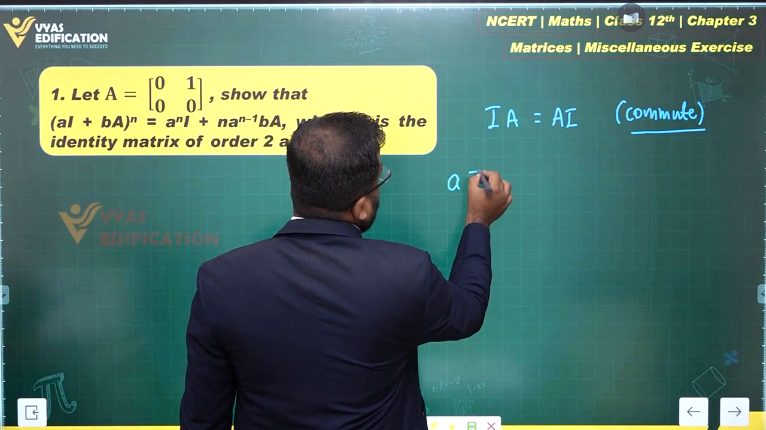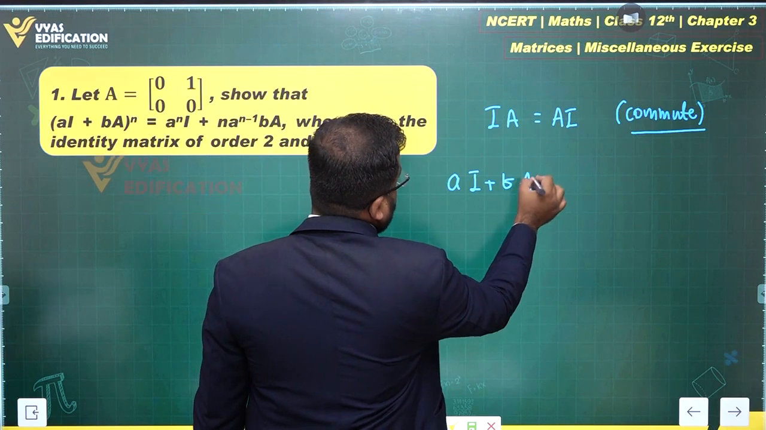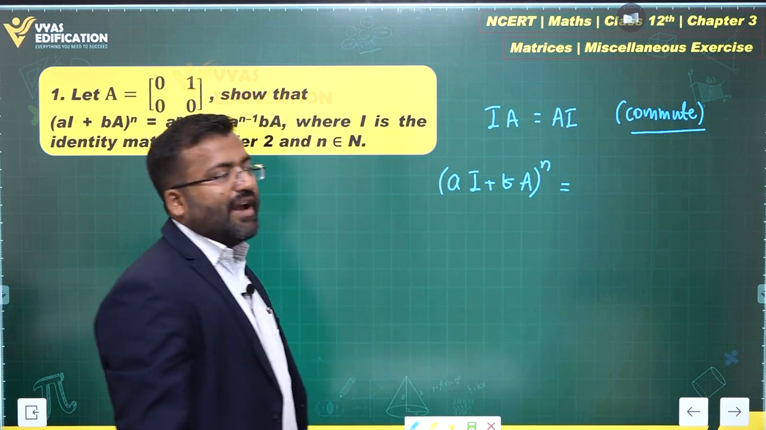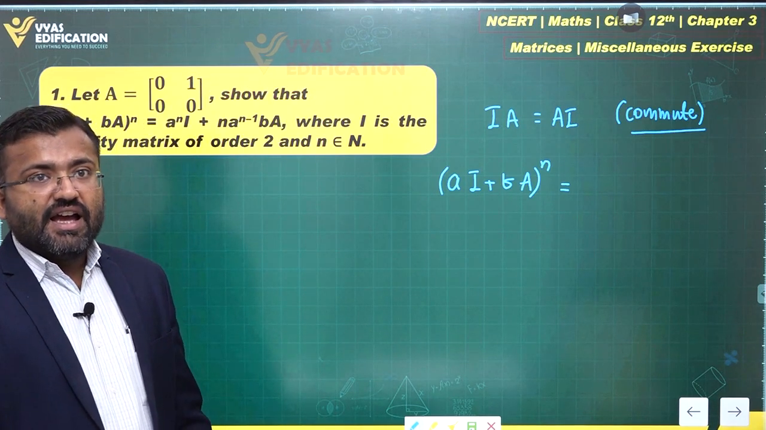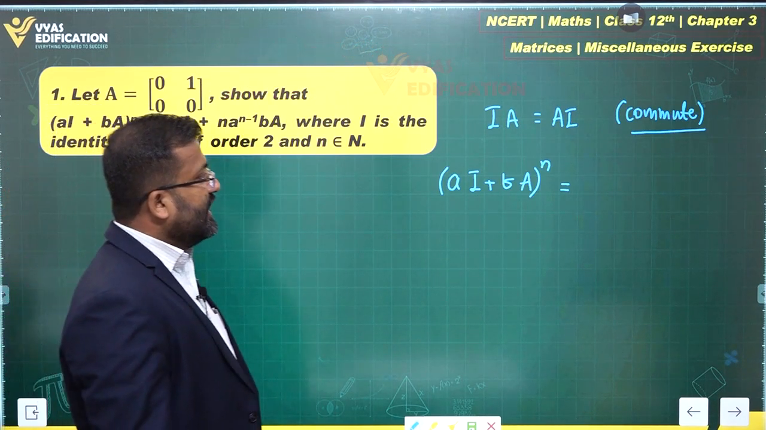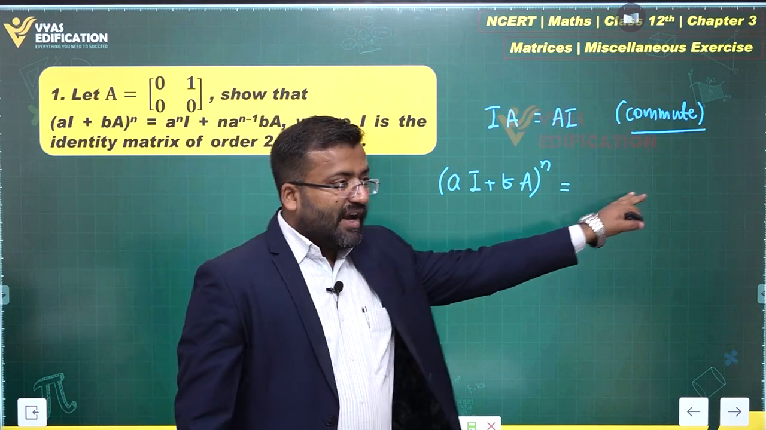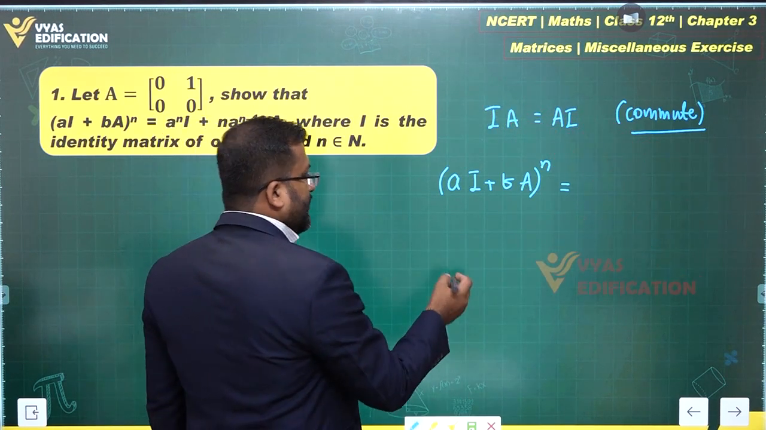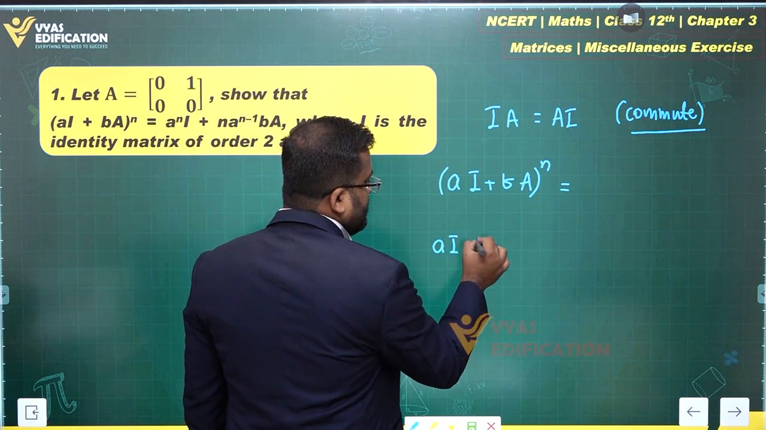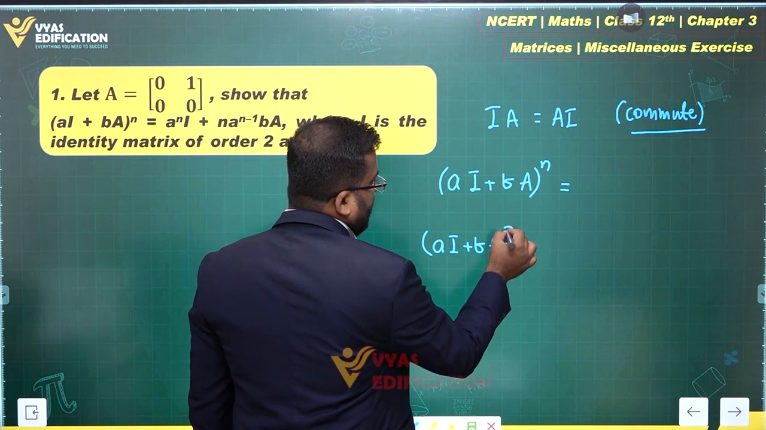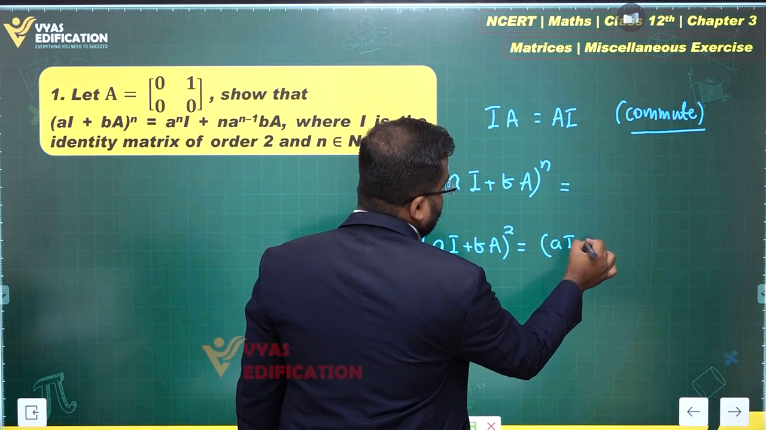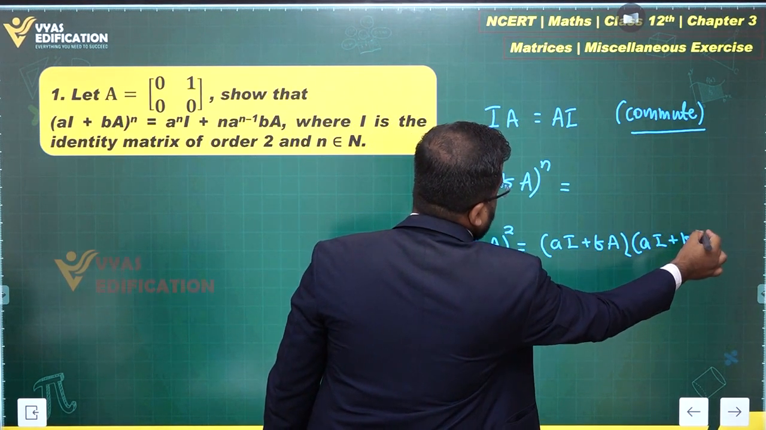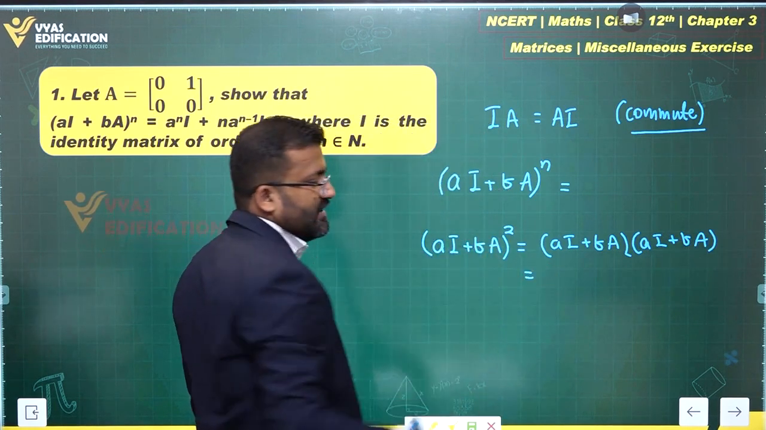Since they follow the commutative law in case of product, we can have a very interesting thing over here. (aI + bA) to the power n can be simplified as a binomial expansion. What do I mean by that? What I'm talking about is this can be expanded very easily. For example, had I had (aI + bA) whole square, this could have been written as (aI + bA) times (aI + bA).